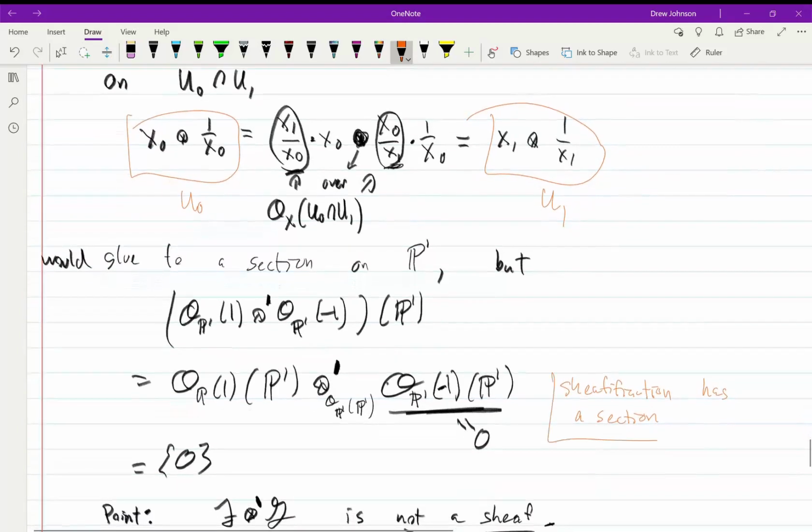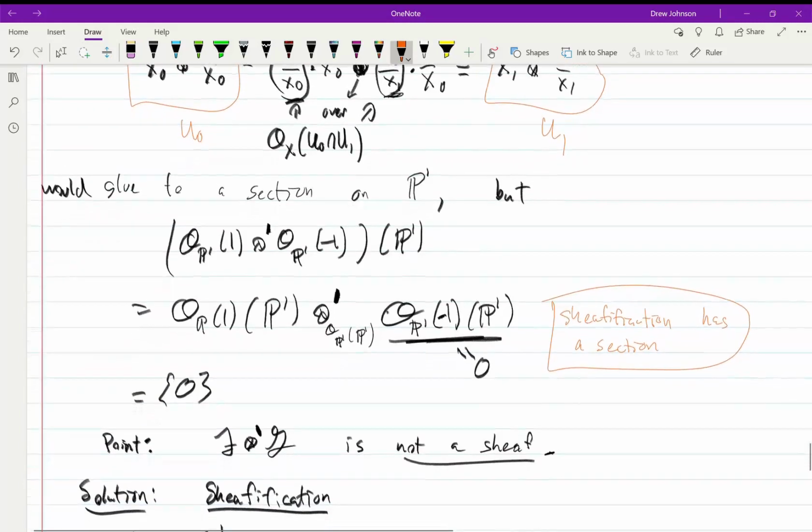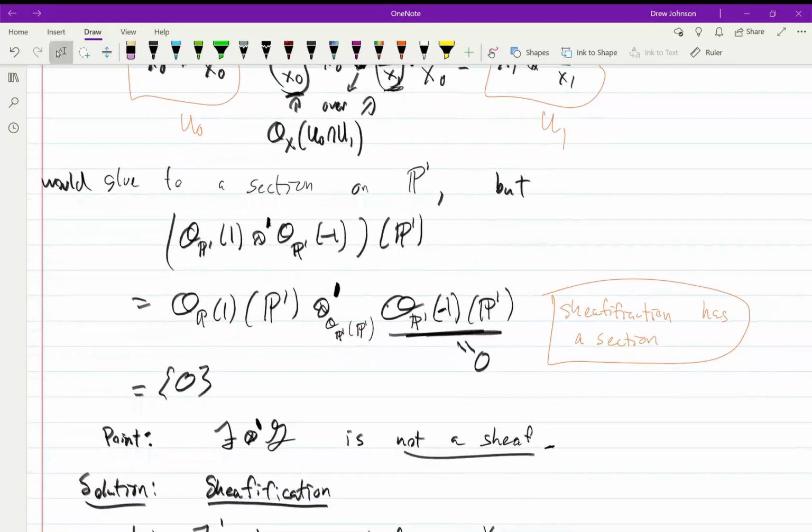All right. So in fact, I'm not sure if we're going to prove it in this class, but it is true that if you take O(1) tensor O(-1), and we define it without the prime to be the sheafification of the tensor product with the prime, it turns out to be isomorphic to O. You just add these numbers. 1 plus minus 1 is 0.